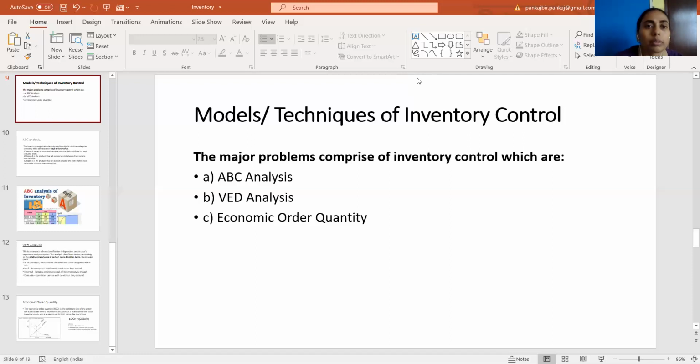Although there are several techniques, three techniques are most important when it comes to inventory control. These techniques are ABC analysis, VED analysis, and economic order quantity. The first two techniques are about classifying the inventories, which is the first problem, and the second is about how much to order. Economic order quantity will describe how much you need to order to control the cost of inventory. So we will take them up one by one.